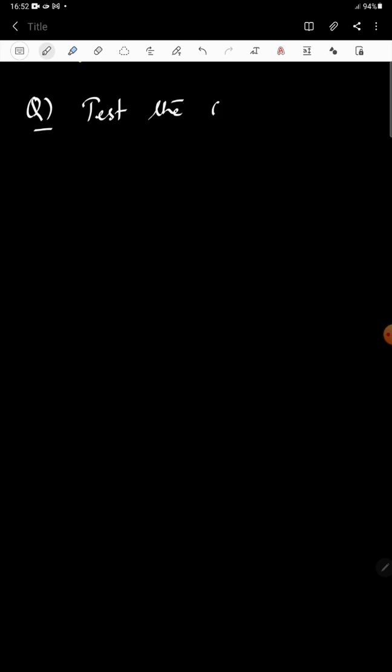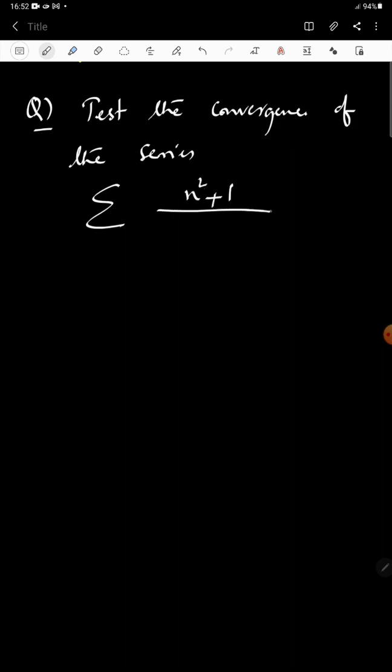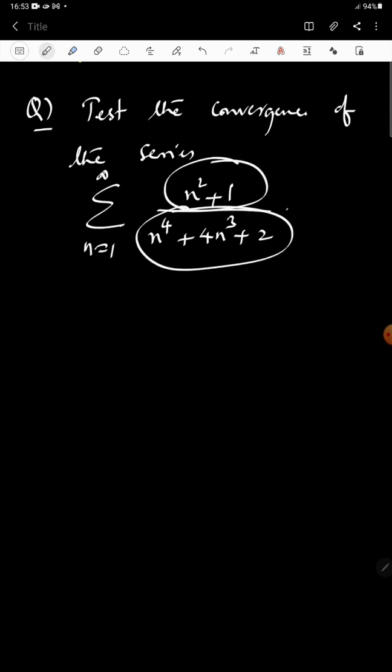Test the convergence of the series sigma n square plus 1 divided by n to the power of 4 plus 4n cube plus 2, n equal to 1 to infinity. Here the numerator and denominator are polynomials in n, so the best choice is the limit comparison test. Let us see now the working method.